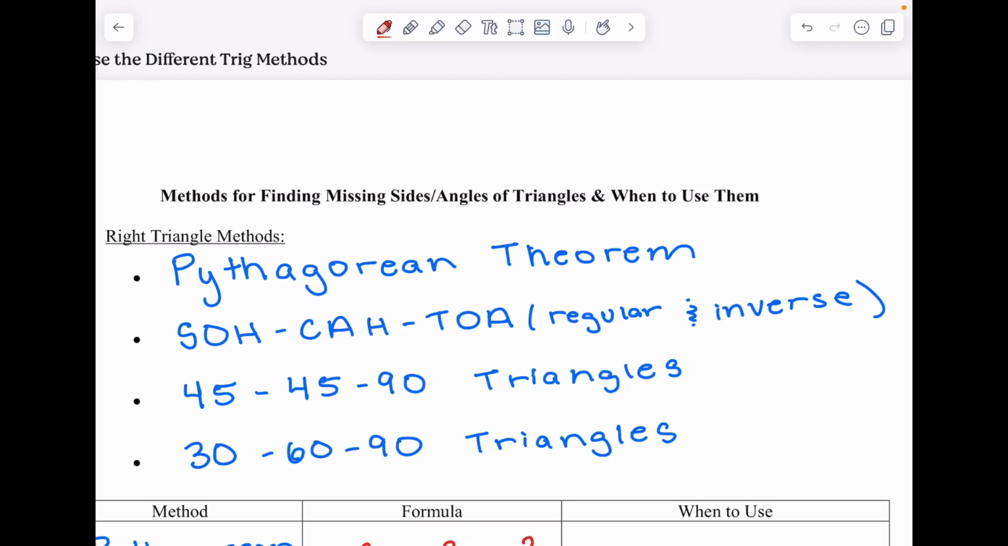Hi everyone, and welcome to this video going over all of our methods for finding missing sides and angles of triangles and when to use them. So this is our last video of the chapter.